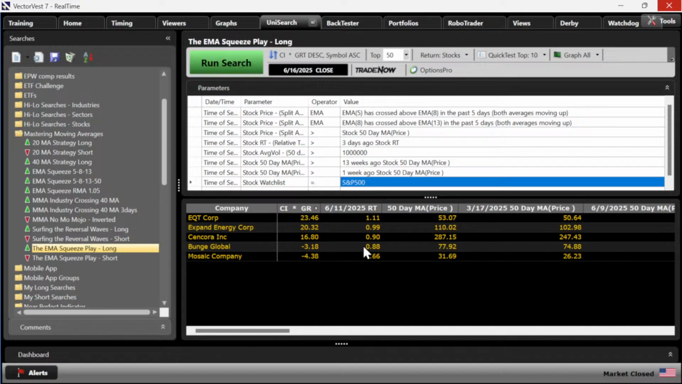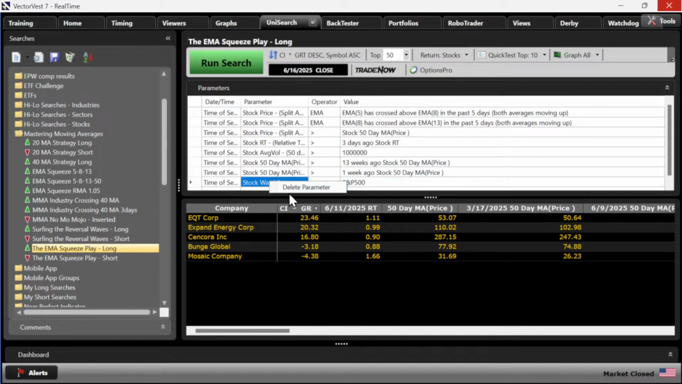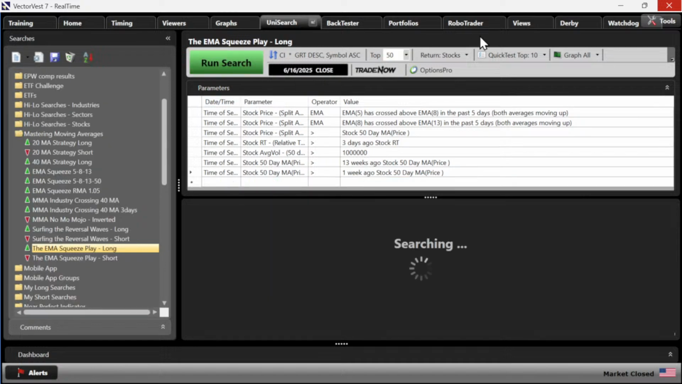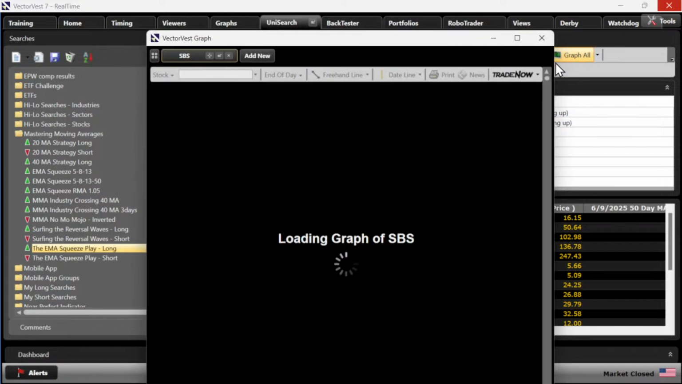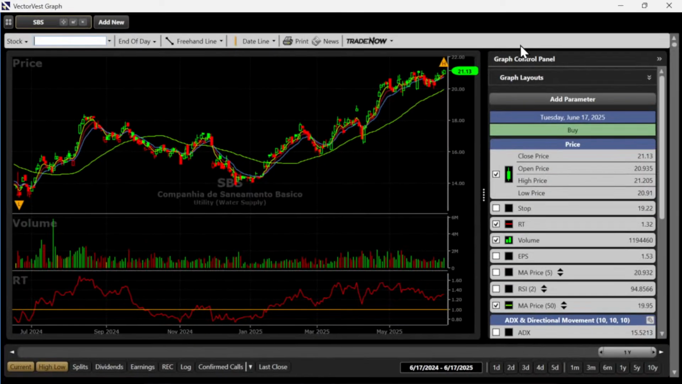Look at that. We would have gone through 500 stocks and only found 5 that meet the EMA squeeze criteria. That would have been frustrating. All right. I'm going to right click and delete that parameter. We'll run the search. Let's look at the whole database. I'll graph the stocks.